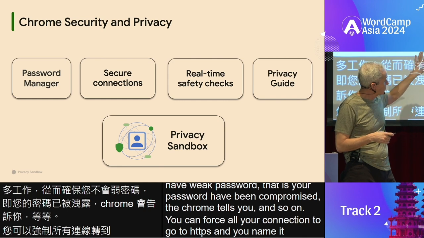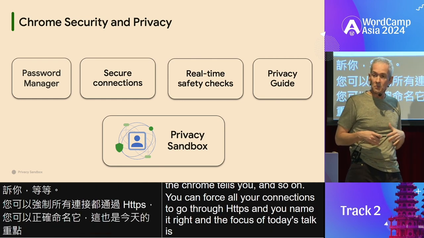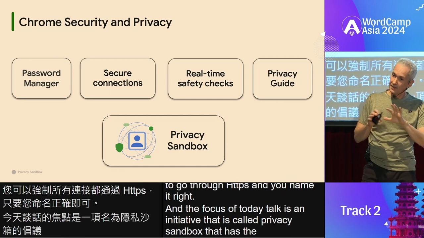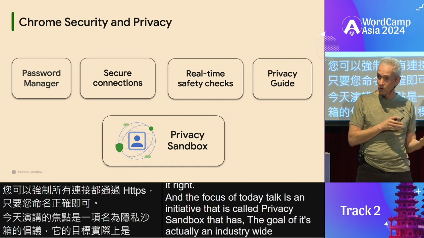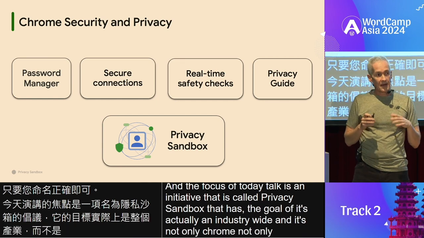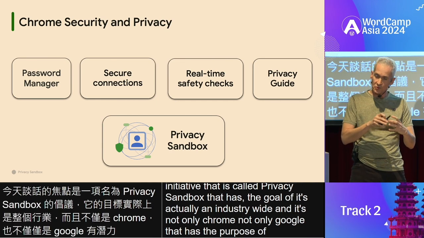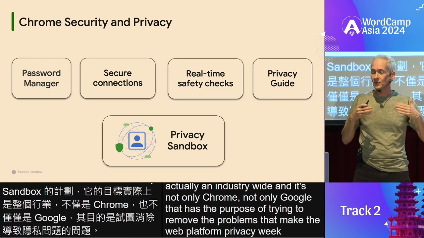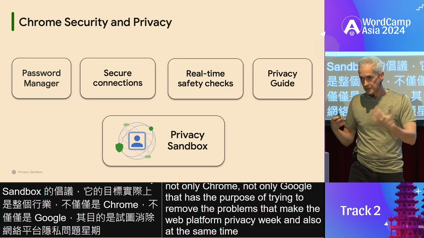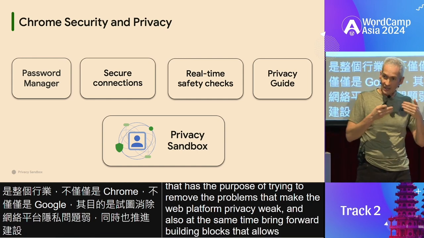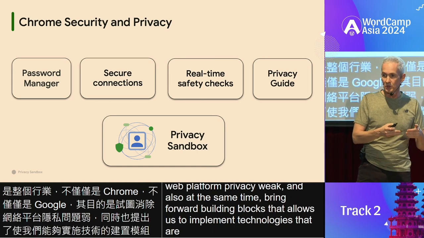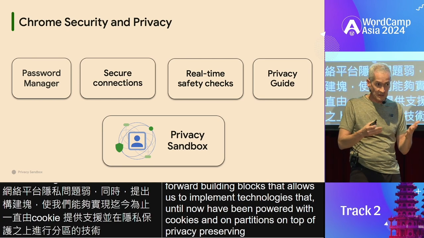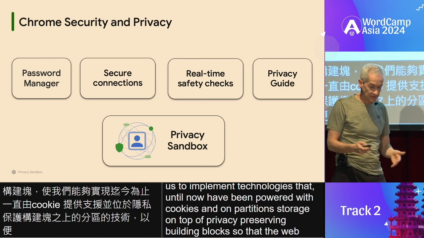And the focus of today's talk is an initiative called Privacy Sandbox. It's actually an industry-wide effort, not only Chrome, not only Google, that has the purpose of removing the problems that make the web platform privacy weak, and also, at the same time, bringing forward building blocks that allow us to implement technologies that until now have been powered with cookies and unpartitioned storage on top of privacy-preserving building blocks, so that the web remains vibrant and private at the same time.